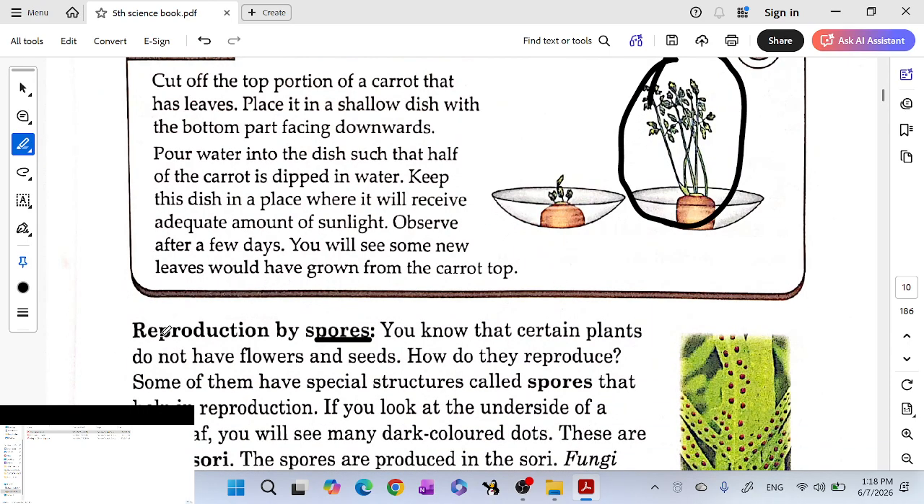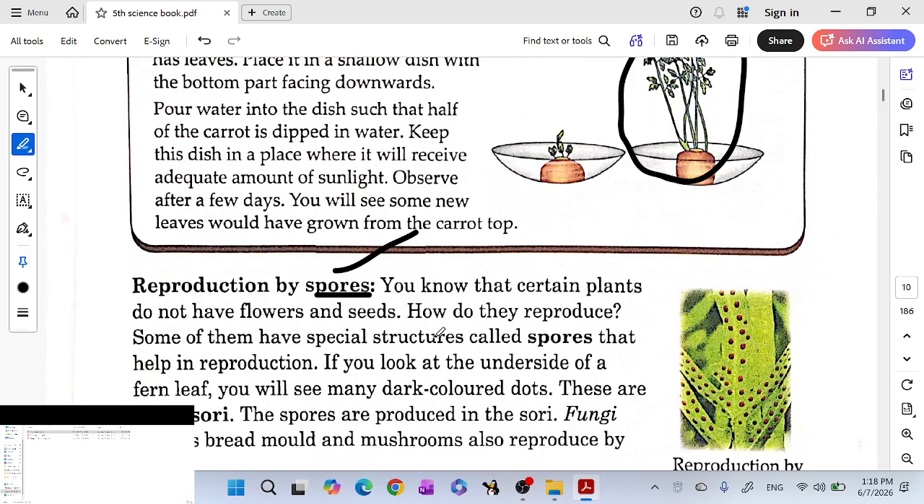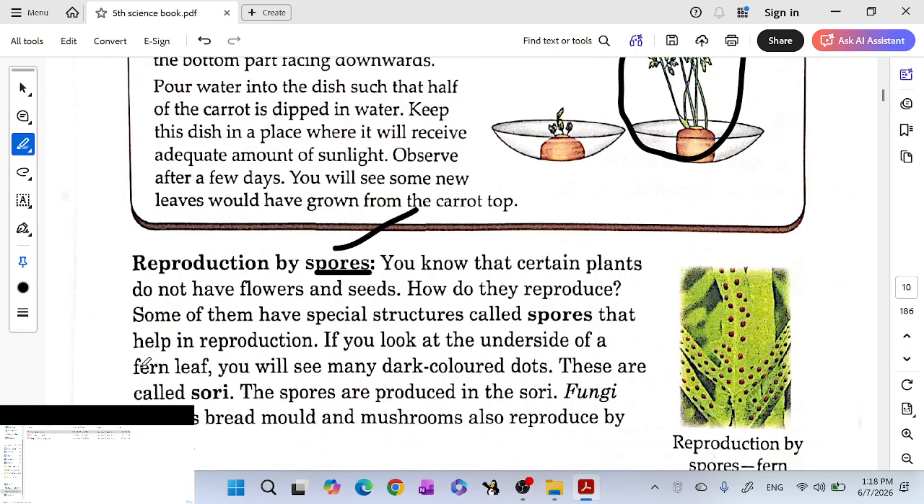Okay, next, one more type of reproduction happens by spores. What do we mean by spores? You know that certain plants do not have flowers. Some plants do not have flowers and seeds also. Then how can they reproduce? By using spores on the leaves. Some of them have a special structure called spores that help in reproduction.